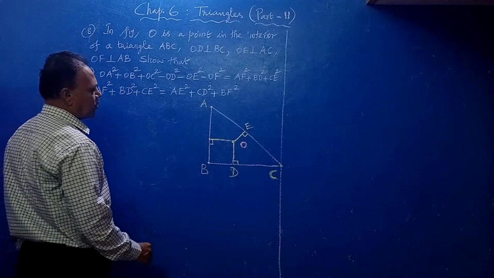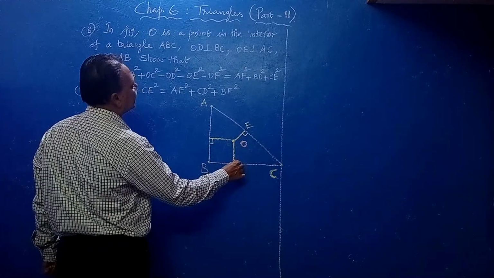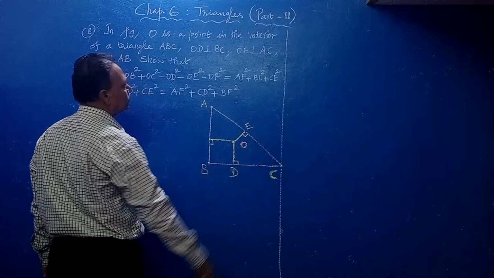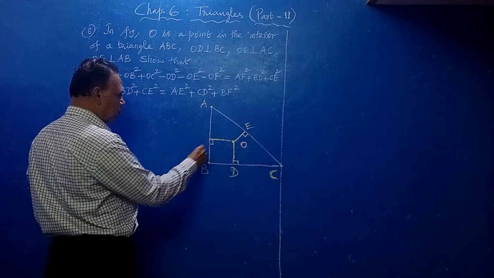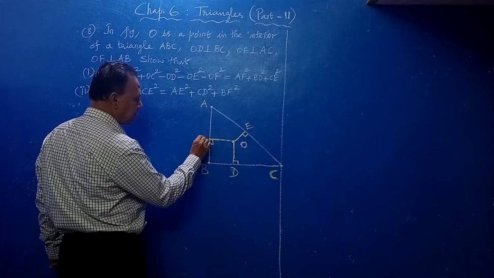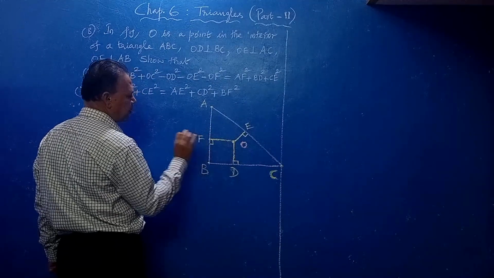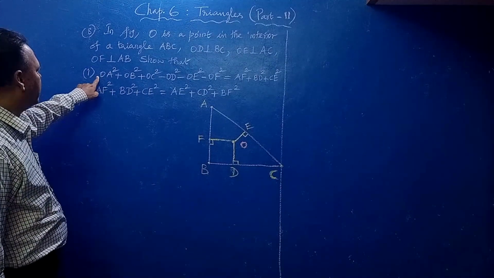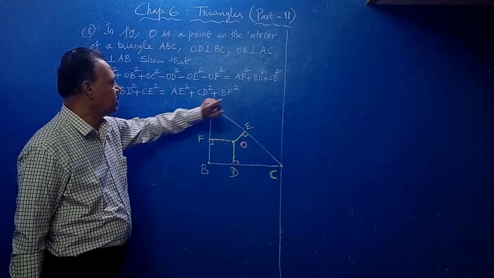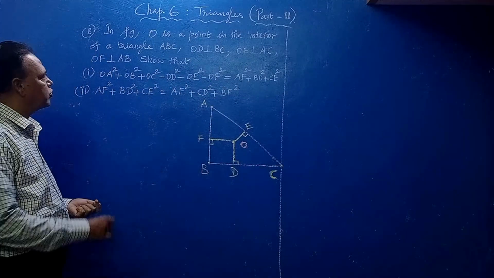Then OD is perpendicular to BC, OE is perpendicular to AC, and OF is perpendicular to AB, it is given. So first one you have to prove like this, second one also you have to prove. First you write given.